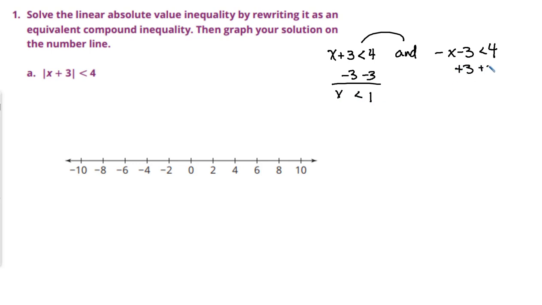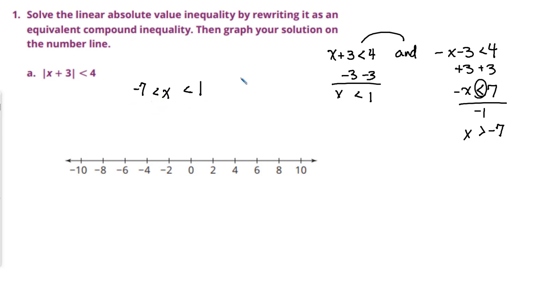Add the 3, negative x is less than 7. So when I divide by negative 1, it causes my inequality symbol to switch. And I get negative 7 over here. So x is greater than negative 7 and less than 1.